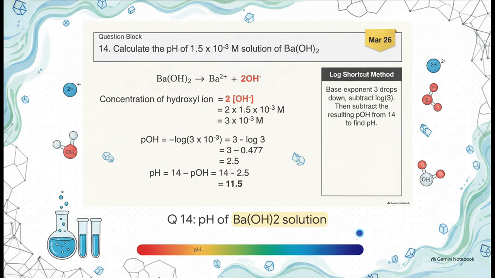Log shortcut method. Base exponent 3 drops down. Subtract log of 3. Then subtract the resulting pOH from 14 to find pH.